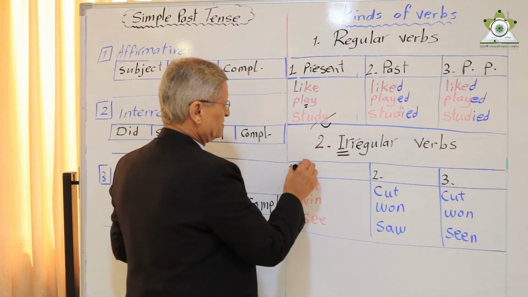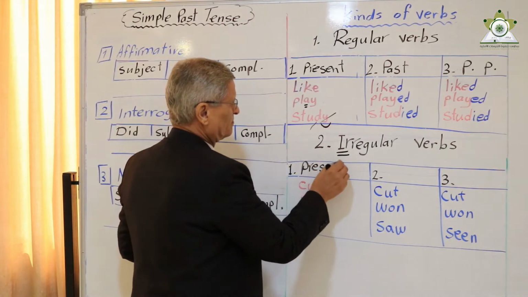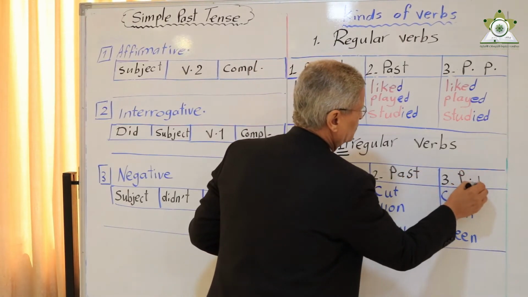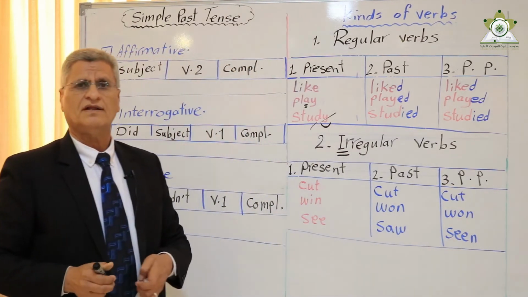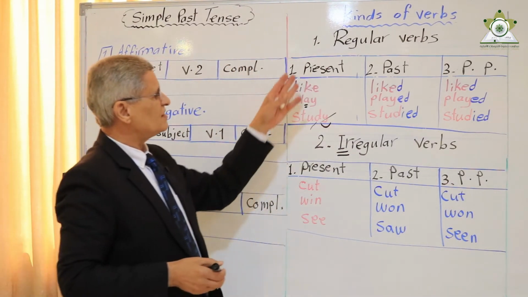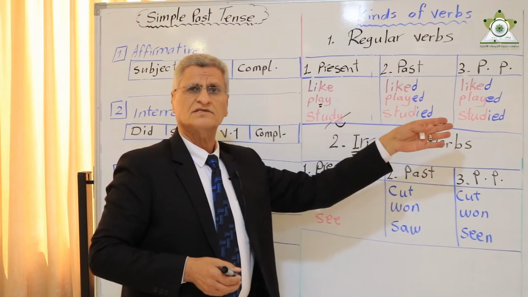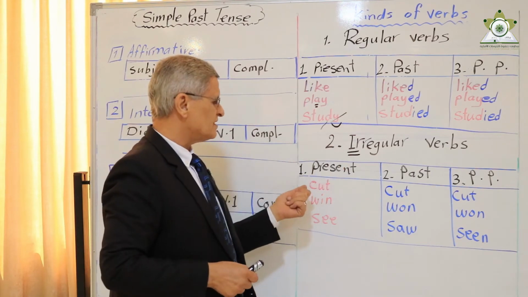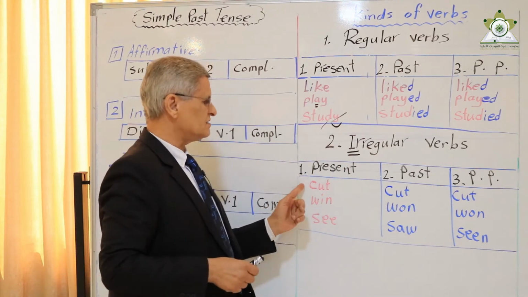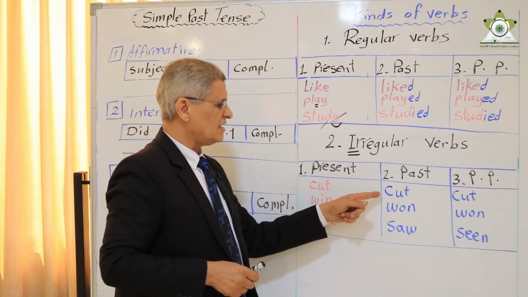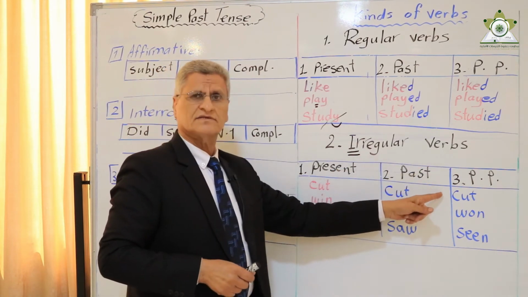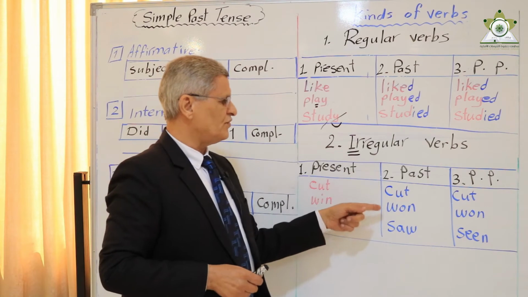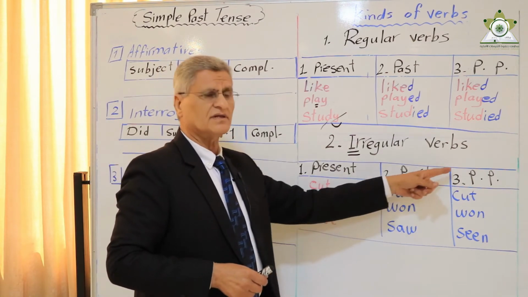Here, present, past, and past participle. Every verb in the English language should be divided like this: present, past, and past participle. In irregular verbs, some verbs don't change, like cut: present, in the past cut, in the past participle cut. Some verbs like win, in the past won, and also in the past participle won.